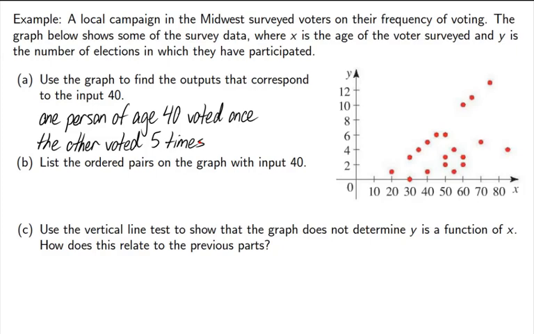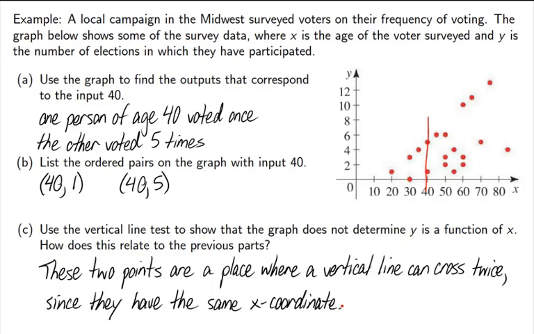Now let's list the ordered pairs for this. With this input 40, we're looking at (40, 1) and (40, 5). This is intended for us to now see that this graph is not a function of x. If you can find 2 ordered pairs with the same x-coordinate and different y-coordinates, we can immediately say it's not a function of x. Why? Here's your vertical line. These 2 points are a place where a vertical line can cross twice, since they have the same x-coordinate.